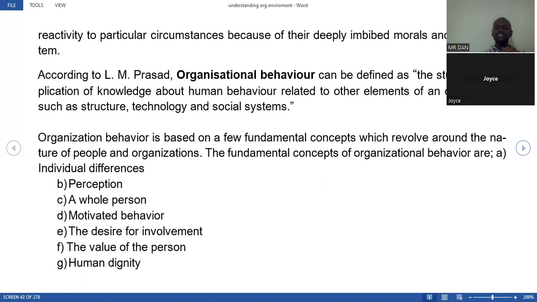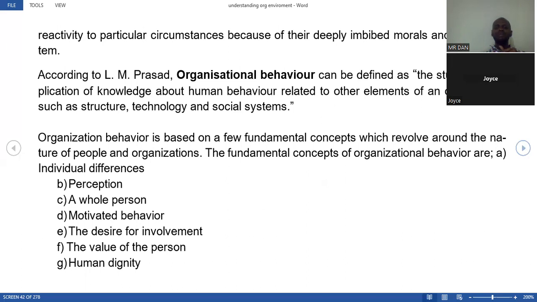Then we have the social system, and the social system is all about building relationships among different partners or different stakeholders within the organization. Remember, the organization can be treated as a system. In a system, we have different subsystems which are put together to work for a common good and to achieve various issues within the organization. So when you look at organization behavior, we have various fundamental concepts that will shape the behavior of people who are working in a certain organization.